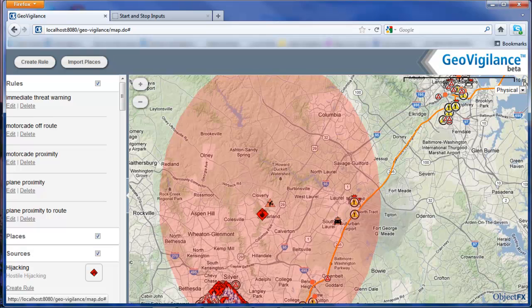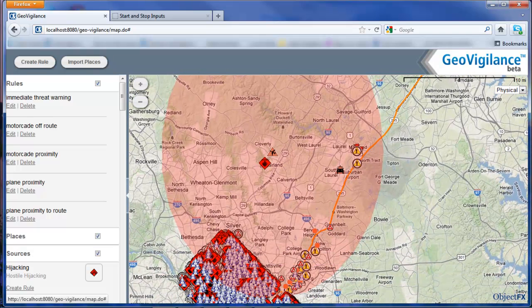GeoVigilance is the answer to the common operating analysis environment for special event security involving multi-agency collaboration and information sharing across networks.